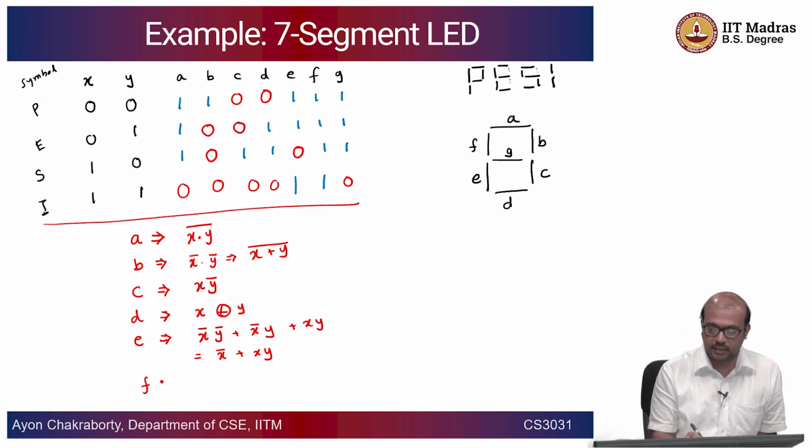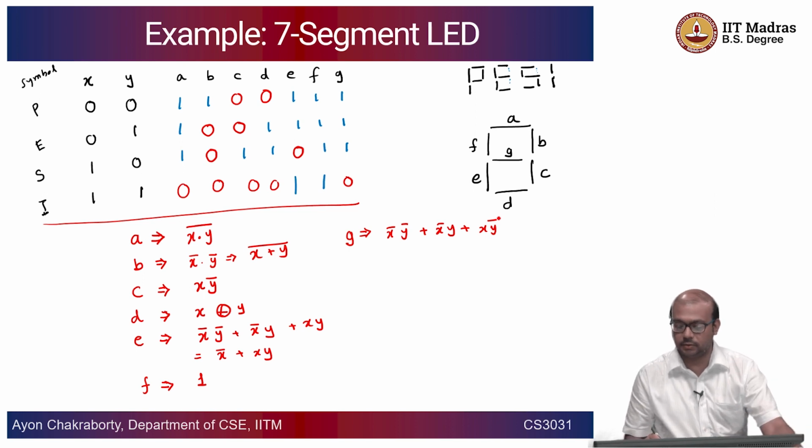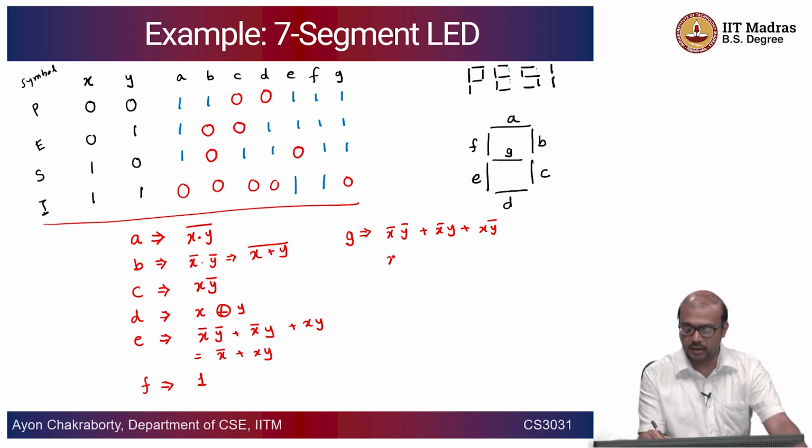For F, we can see that everything is 1. So F is going to be 1. That would be easy. And the other one is G. For G, let me write, we are going to have x bar y bar plus x bar y plus xy bar, if I'm not wrong, right? So here you are getting x bar into y plus y bar, so it becomes x bar plus xy bar.